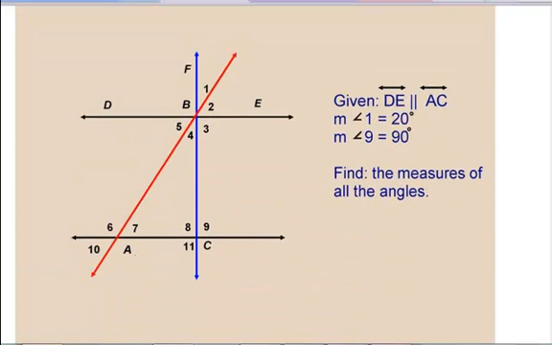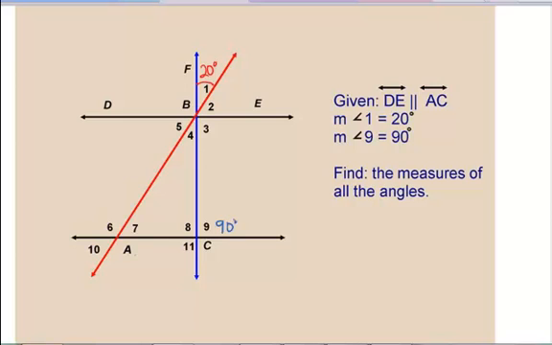So this problem is much harder. We have two transversals, and whenever you have two transversals, as long as you know one angle on each of the transversals, you can find all the other angles. So we know in this case that the measure of angle 1 is 20 degrees. We know that, which is actually this little angle, the measure of angle 9 is 90 degrees.